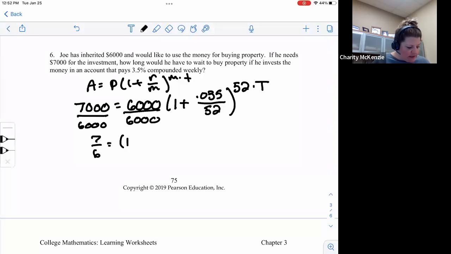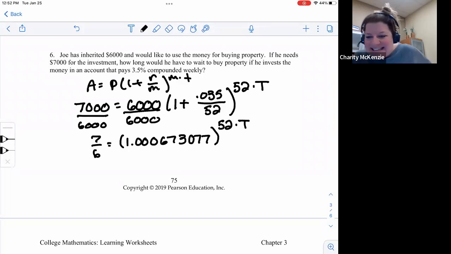I get, what did they use, 1 point. How many decimals? They went out 6 decimals on the note packet. It's a decimal also: 1.006730077. Oh, that's ugly. Okay, to the 52 times t.